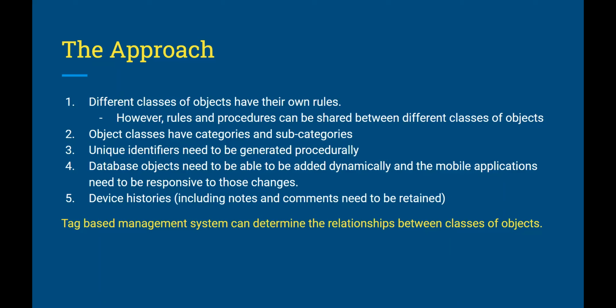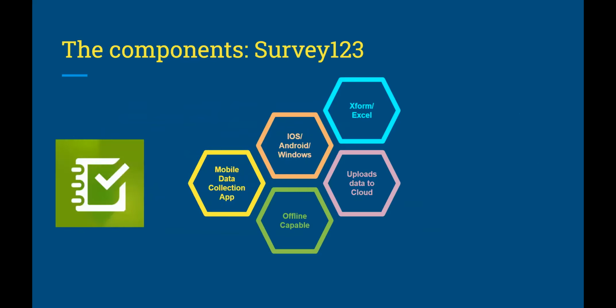And so with a lot of interaction with MT from SMCRI, we developed this kind of tag-based management system, which we use to determine the types of relationships that exist between different classes of objects. So that's a mouthful. So let's get into the nuts and bolts of this whole thing. So the first component that we started working on was the mobile field collection application.